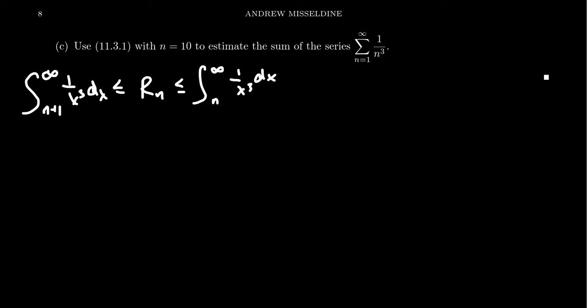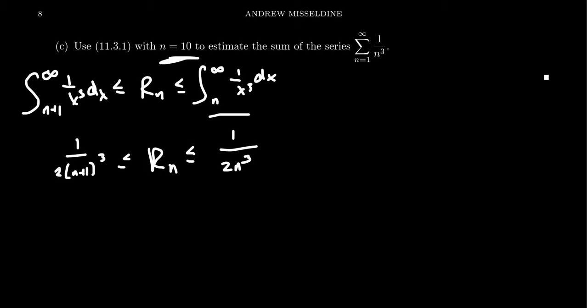And since we've done these calculations twice now, we see that the remainder Rn is bounded above by 1 over 2n squared, but it's also bounded below by 1 over 2 times n plus 1 squared. We have these bounds right here.